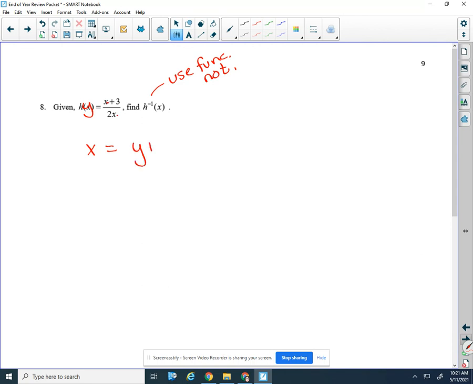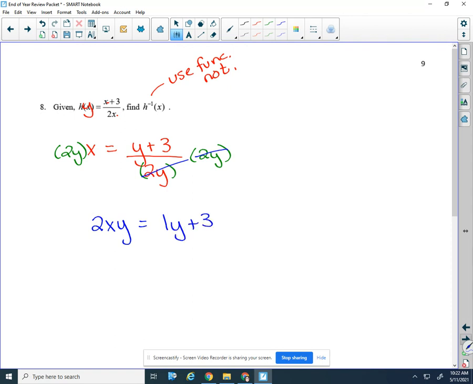So this becomes y plus 3 all over 2y. Okay, we got a fraction, so I am going to move this one to the other side. I'm going to multiply both sides by 2y. Same idea as cross multiplying. So now I have 2xy, those cross off, and here you have 1y plus 3.